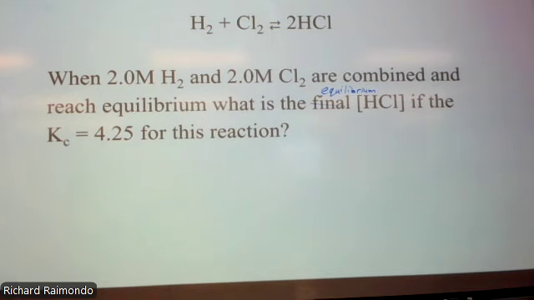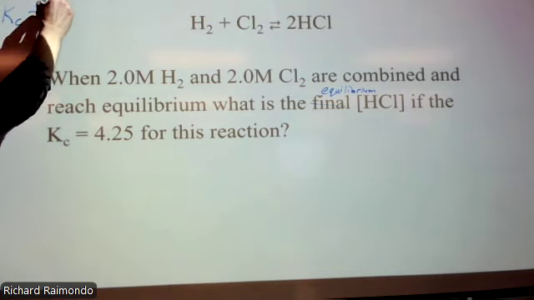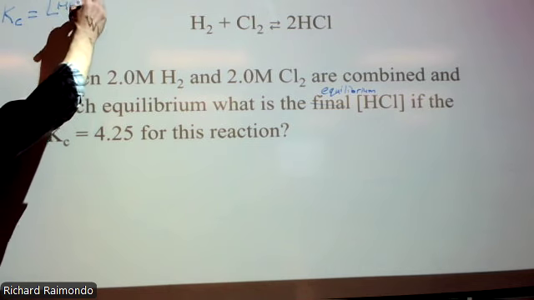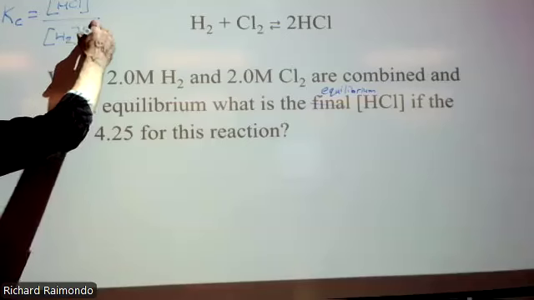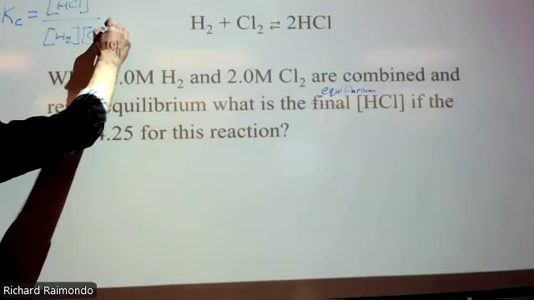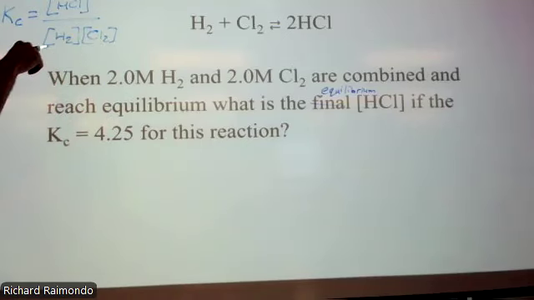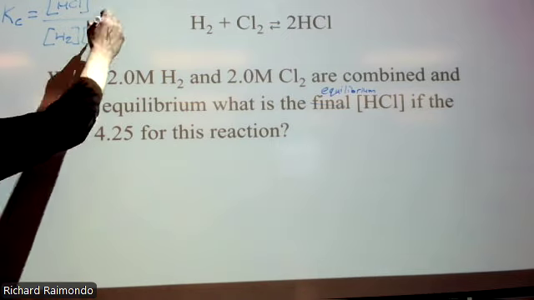All right, so this problem's a little bit different. We're looking for something different here. What's one thing we can do to start out without plugging any numbers in? Yeah, let's write the K sub C expression, right? Let's write the equilibrium constant expression. And in this case, it's the concentration of HCl squared over the concentration of H2 times the concentration of Cl2. Remember, this is not plus, this is multiplying the concentrations. All right. And we know that's equal to 4.25.